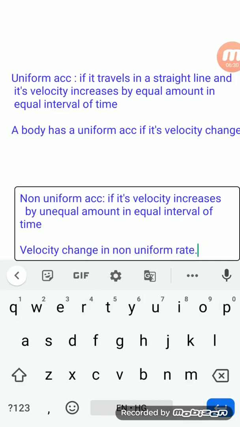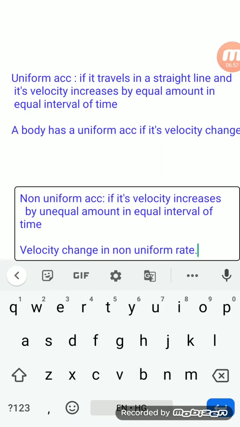Like the movement of a car on a crowded city road is an example of non-uniform acceleration. Here the velocity is increasing, but that velocity increases in a very unequal amount. So the rate is not uniform, and due to which that kind of acceleration is a non-uniform acceleration.